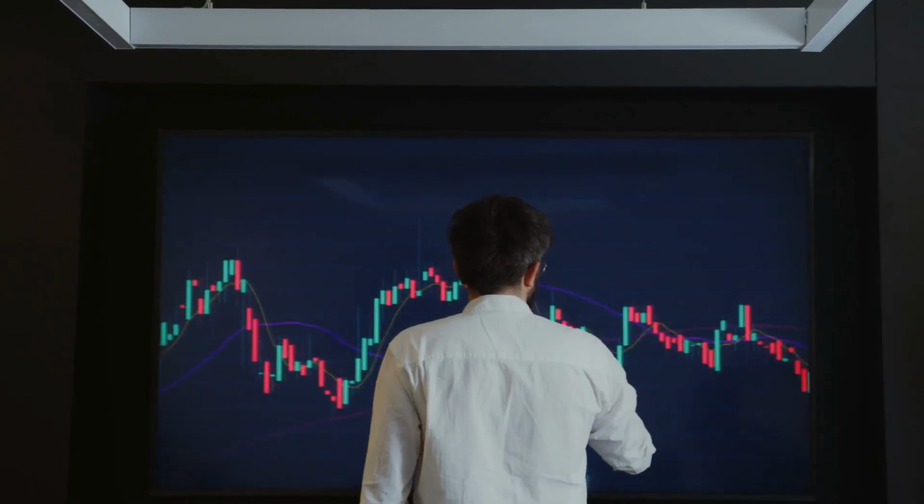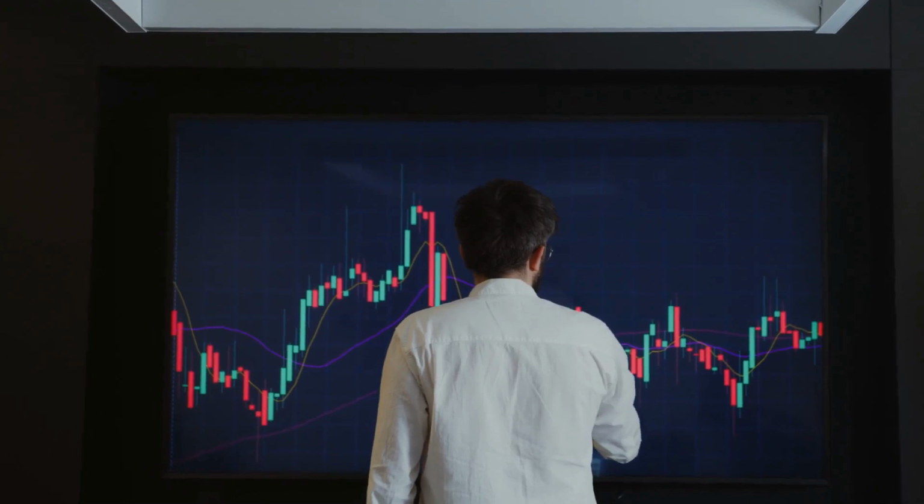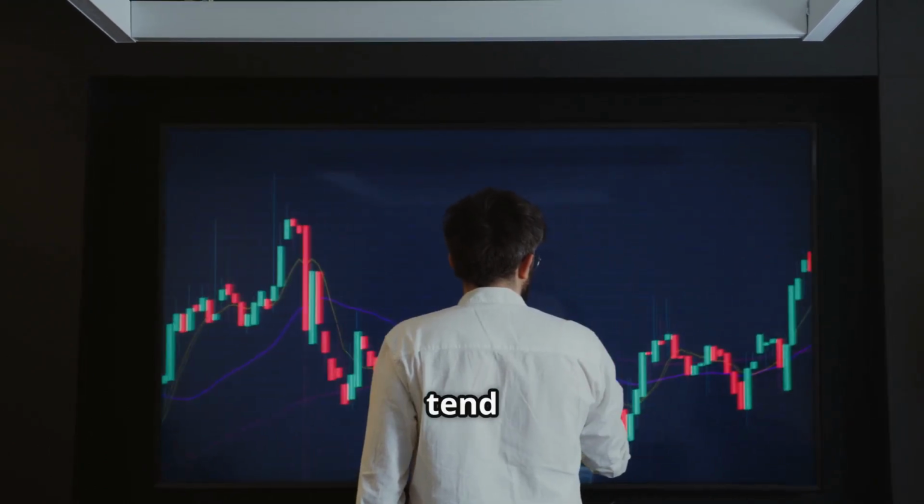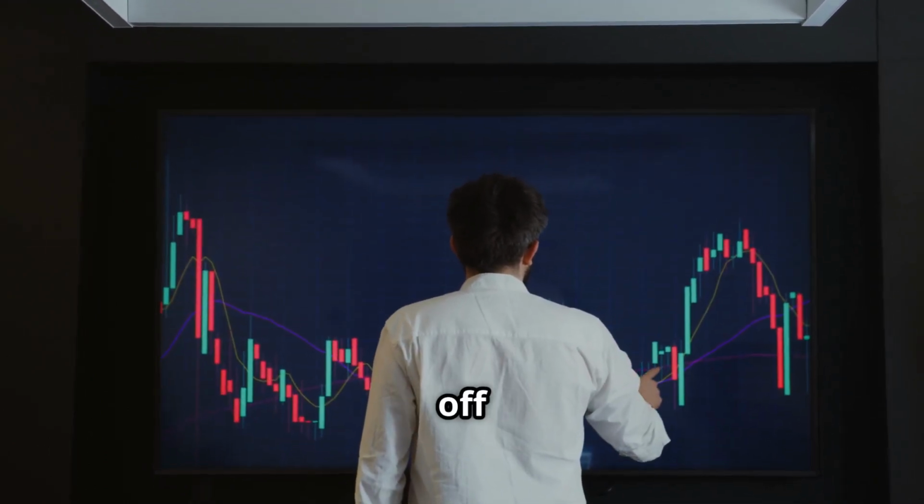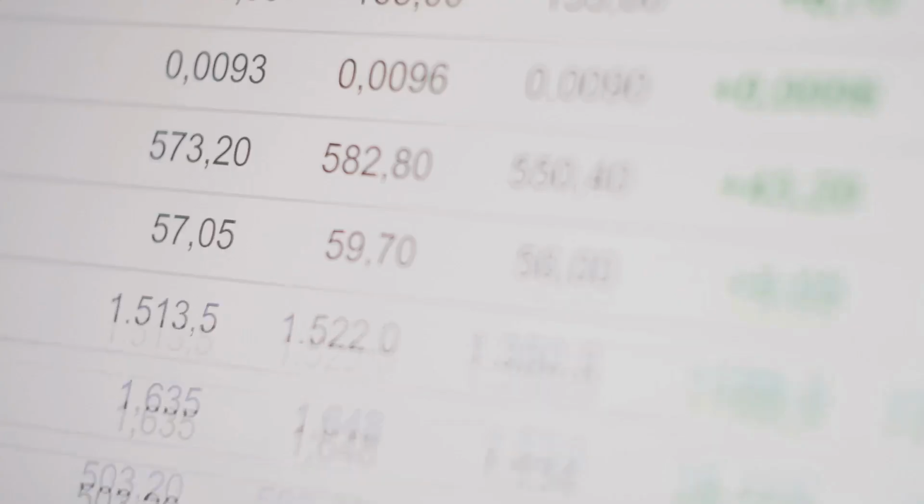On the flip side, a bear market is when the prices are falling consistently. Think of a bear swiping downward with its paws. In a bear market, fear and pessimism tend to dominate and investors start selling off their assets to avoid losses.